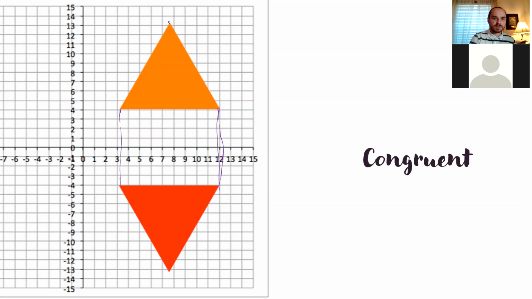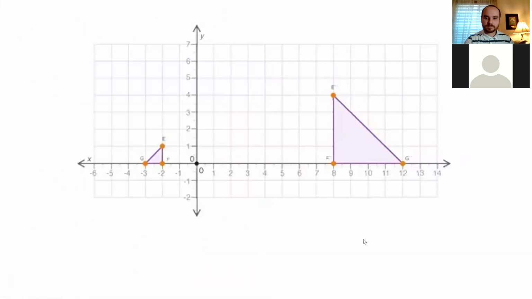So this one is just over 13 down to 4, so it's just over 9. This one goes just over negative 13 to negative 4, so it's also a height of 9. These are equilateral triangles, so they all have angles of 60 degrees as well. All right, and then I think we've got two more.